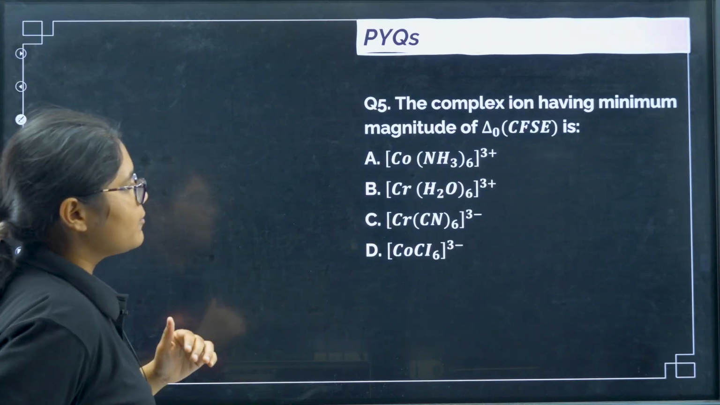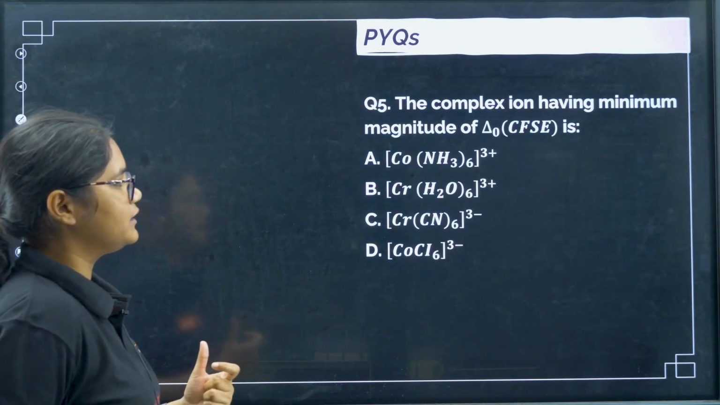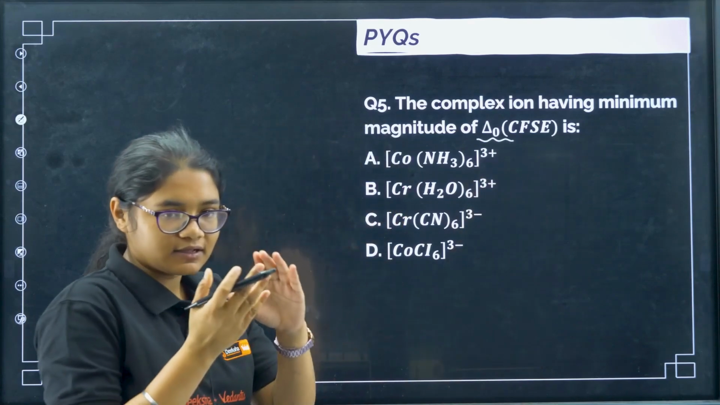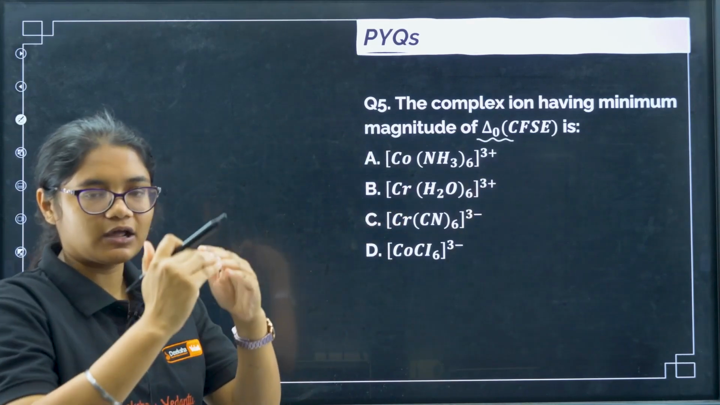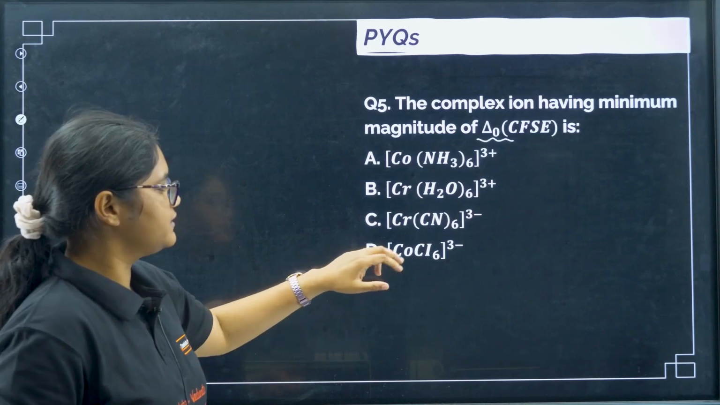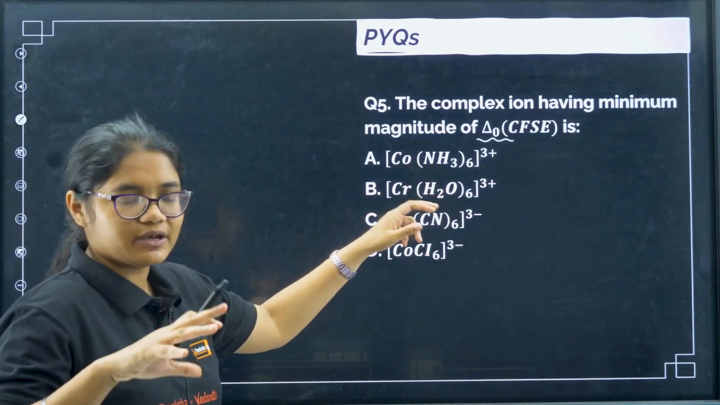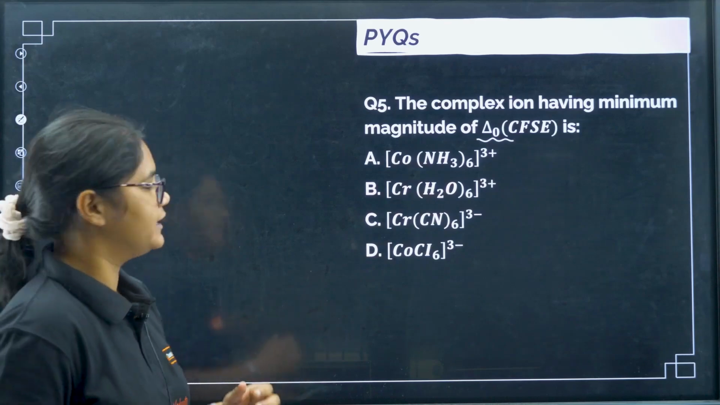Next, the complex ion having minimum magnitude of delta O. Again, minimum magnitude of delta O means the weak field ligand, where the splitting is very less. So just now we saw that CN is a strong field ligand, NH3 is a strong field ligand, water is somewhere in between, and chlorine is the weakest ligand here.